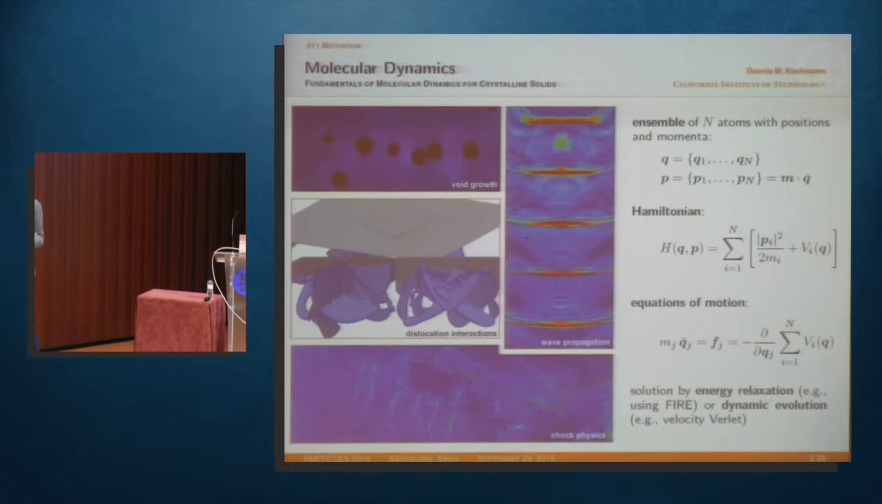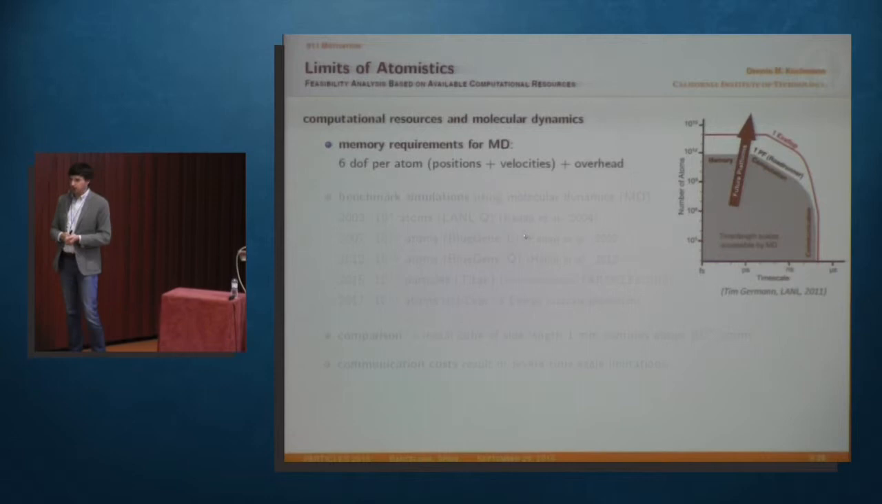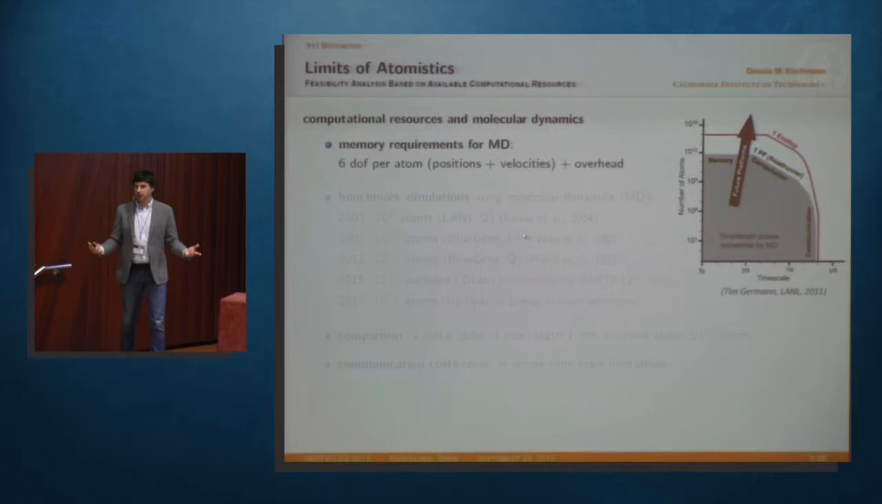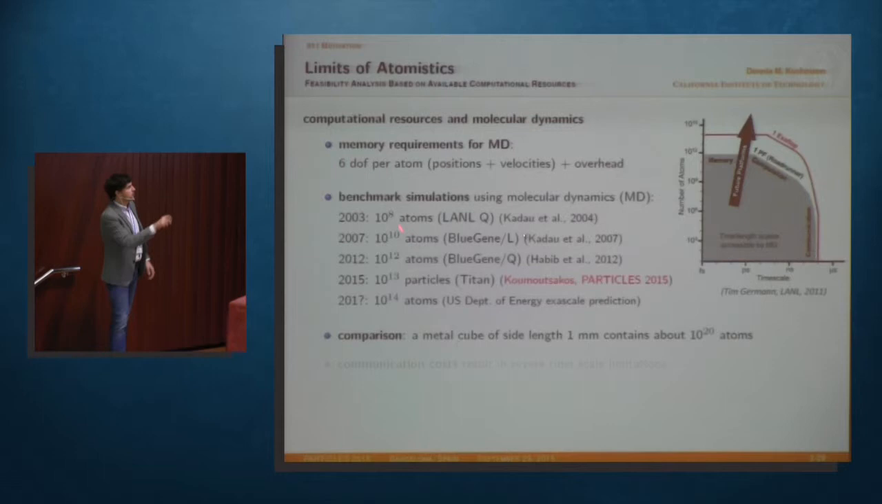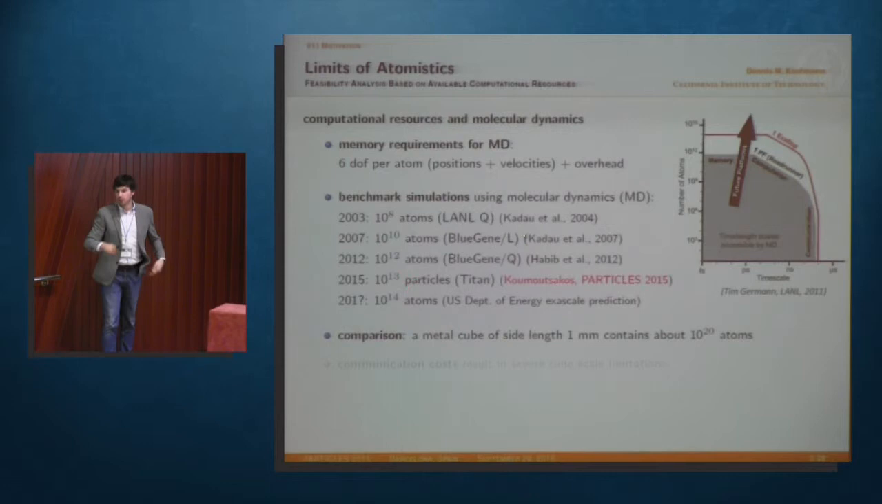One of the key limitations of atomistics is computational power, and I'm very grateful that Petros Komotsakis yesterday gave a talk where he highlighted this, among others. The problem is that our computational resources are limited. If we just think about memory consumption, each particle has 3 degrees of freedom, it has 3 velocities on top of that, and there's some computational overhead. Looking at what our supercomputers can do nowadays, and this is a brief review of what was possible from 2013 to today, computer power has of course accelerated dramatically. The number of atoms that we can simulate has grown dramatically.